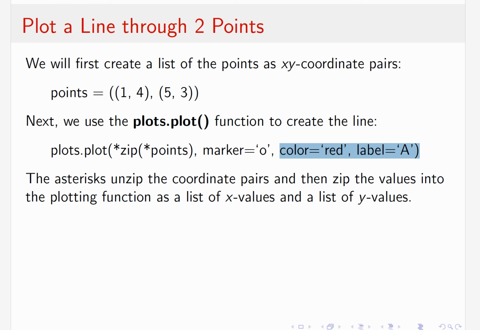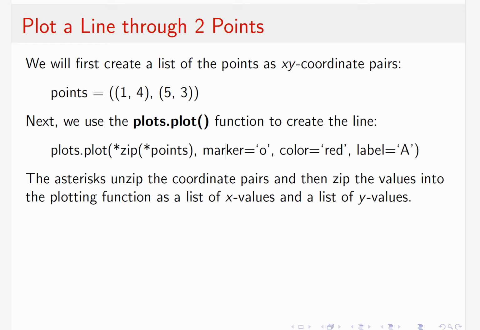Color and label we've already seen. Look at this. This is the asterisk zip and then the asterisk points. And the marker makes sense. That's going to be how we mark the points that we're drawing the line through. And it's just a lowercase o at the moment. But what are the asterisks for?